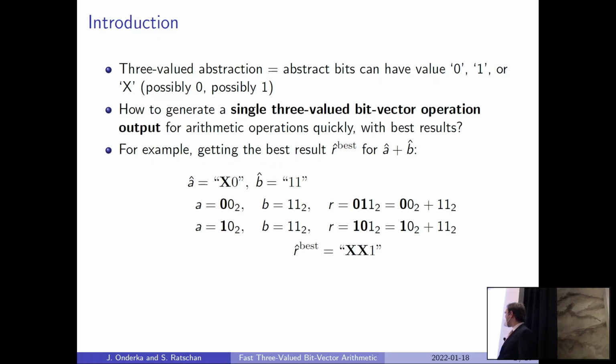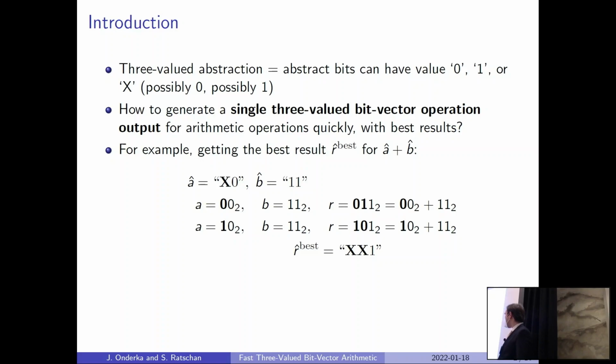I will start with an example to get an intuitive understanding of what we are trying to do. We are trying to generate a single three-valued bit vector operation output for arithmetic operations. And we want to do it quickly and with the best results. So first, the example. We have two abstract bit vectors, head A and head B, and we want to compute their addition. We want to get the best three-valued abstract result, head R best.